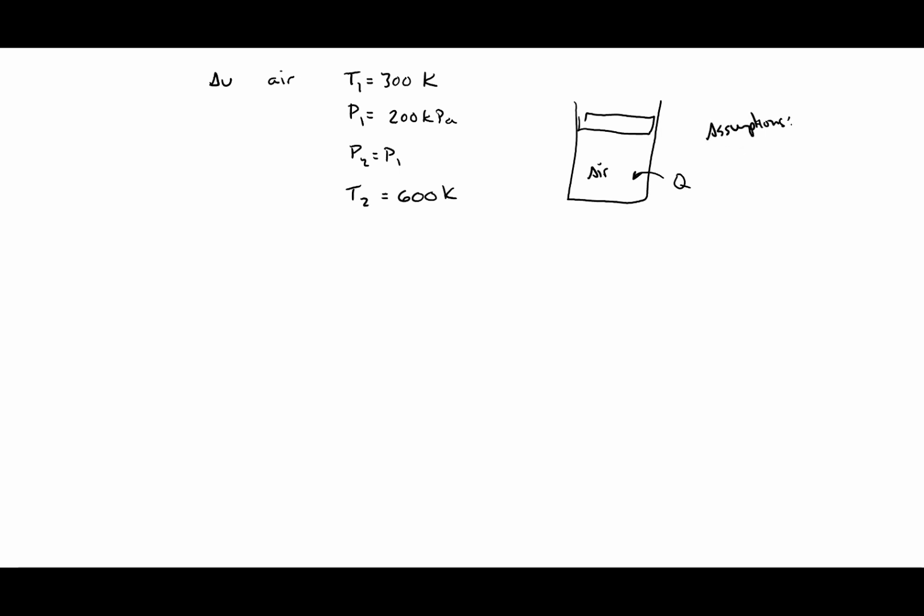First of all, we're going to assume that this is an ideal gas. What we want to do is determine the internal energy on a unit mass basis. So we want to determine the change in the internal energy, delta U. So let's put a question mark. And so first, let's do this using the air table.